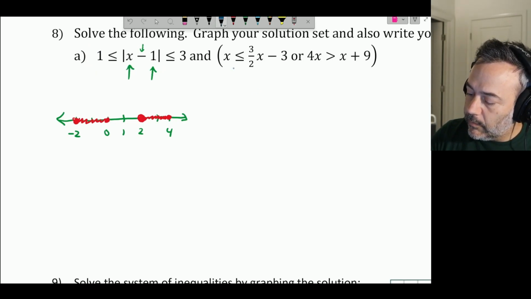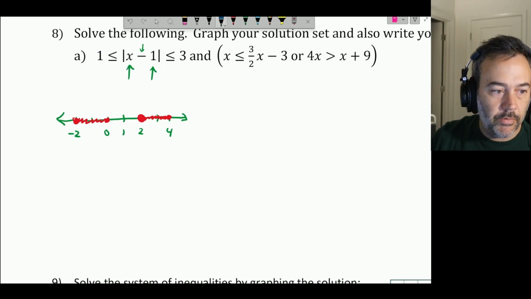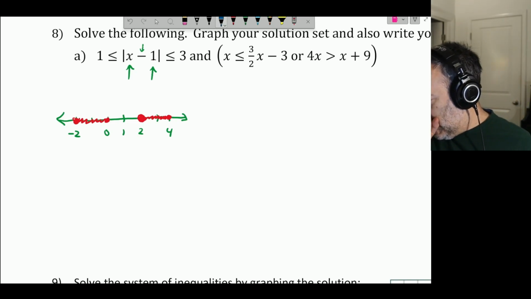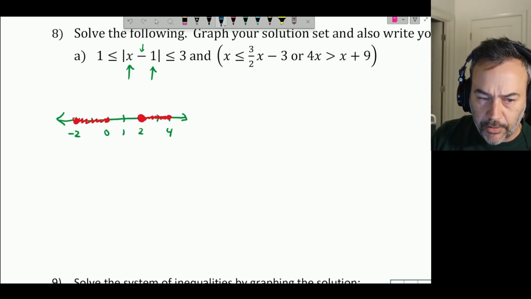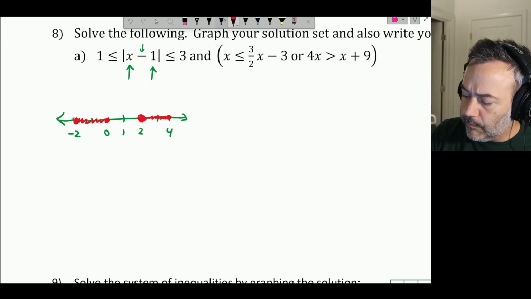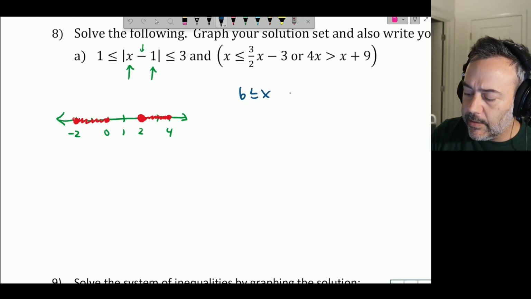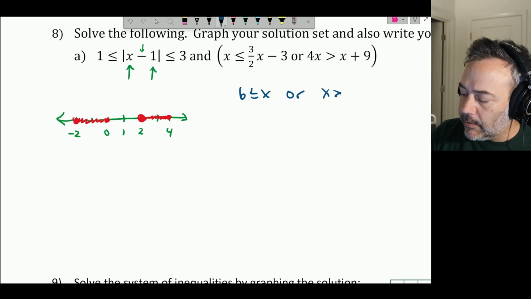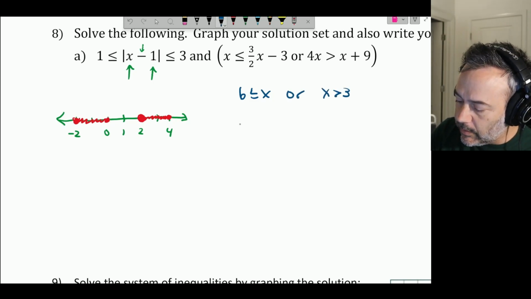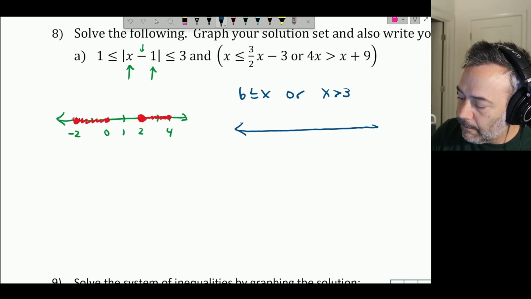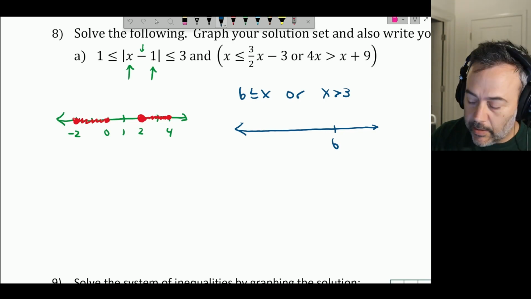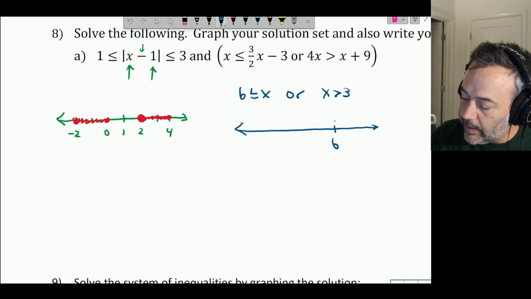Now, what about this other one over here? I'll do it in blue. Let's just solve this quickly. I'll save you the algebra that I know you can do. If you solve this, you're going to get 6 is less than or equal to x, or x is greater than 3. So let's graph that. x is greater than or equal to 6, or x is greater than 3.